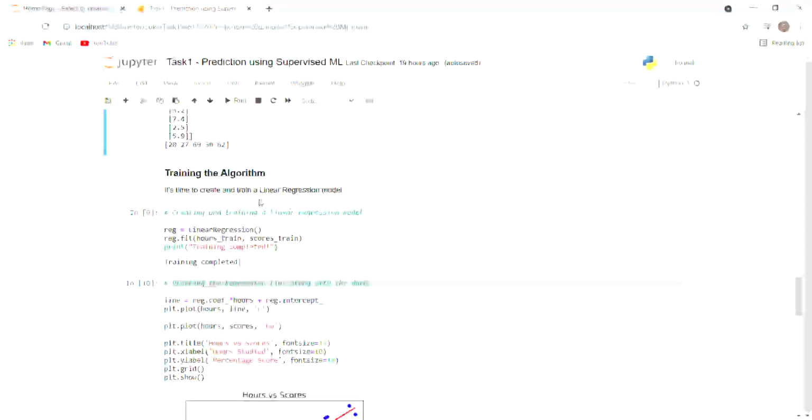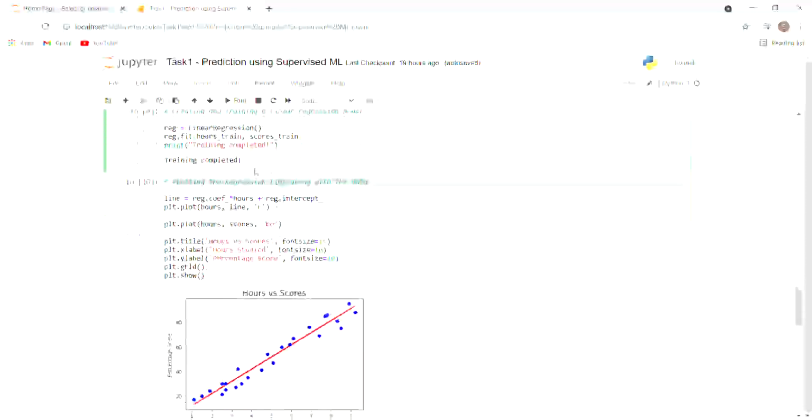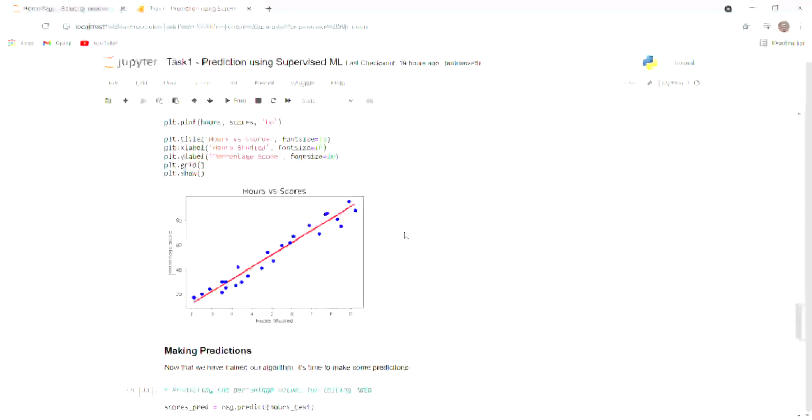I've used a linear regression model and tried fitting it using the train data. Once the training is completed, I have plotted the regression line along with the data once again, so that we can have a look at the data along with the regression line.